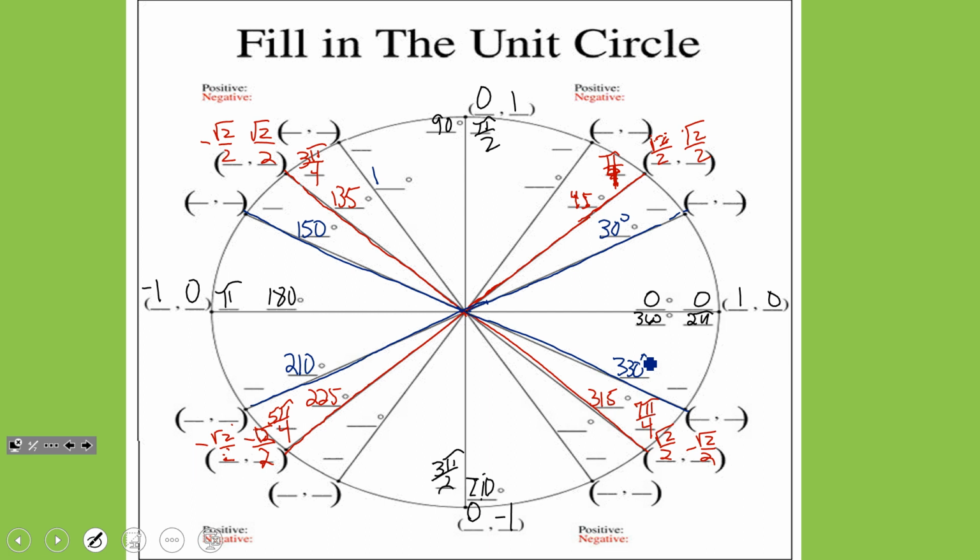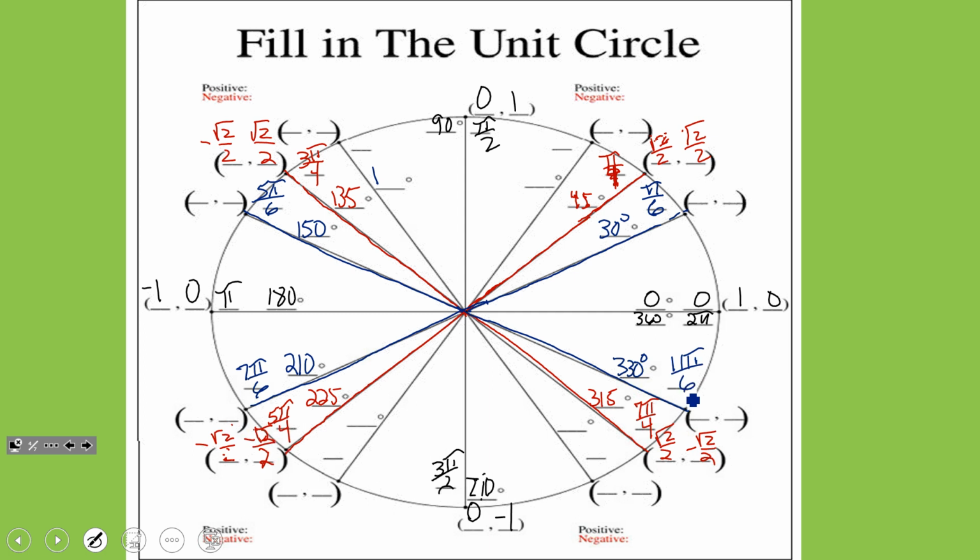Okay, and then our radians are going to start with pi over 6. This will be 1 pi over 6. This would be 2 pi's over 6, 3 pi's over 6, 4 pi over 6. This will be 5 pi's over 6, 6 pi over 6, 7 pi over 6, 8 pi over 6, 9 pi over 6, 10 pi over 6, 11 pi's over 6.